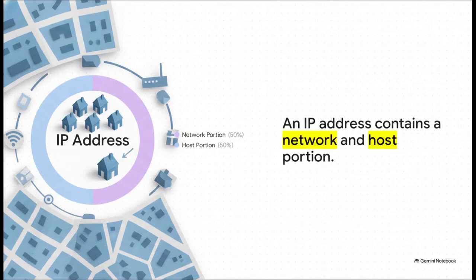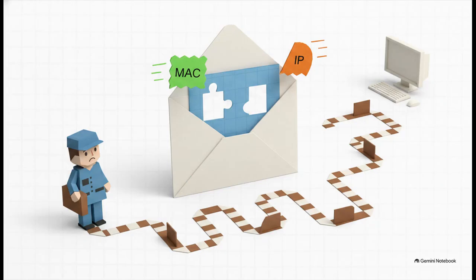If we break that IP address down, it actually contains two distinct parts. One is the network portion. This part is going to be identical for all hosts connected to the same local network, kind of like the city and street name in our physical address analogy. Then the second part is the host portion. Within that same local network, this host portion is totally unique to each device, exactly like your specific house number on that street.